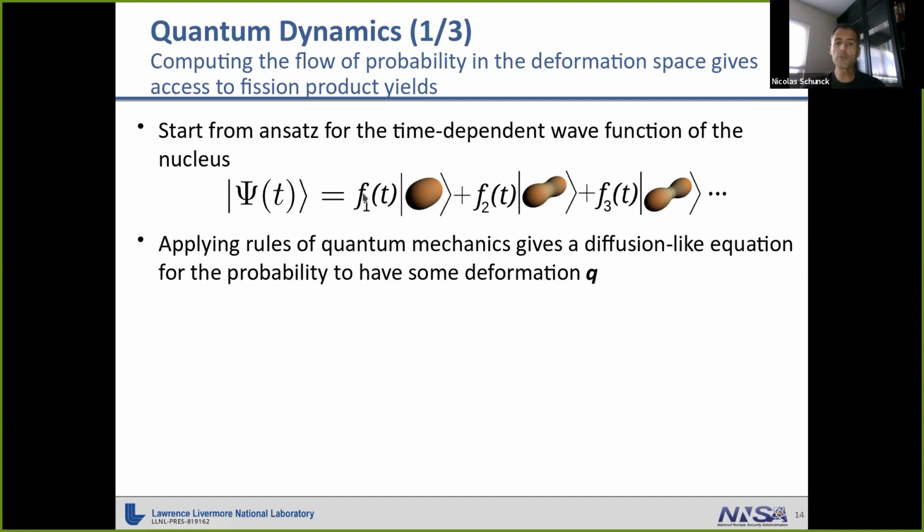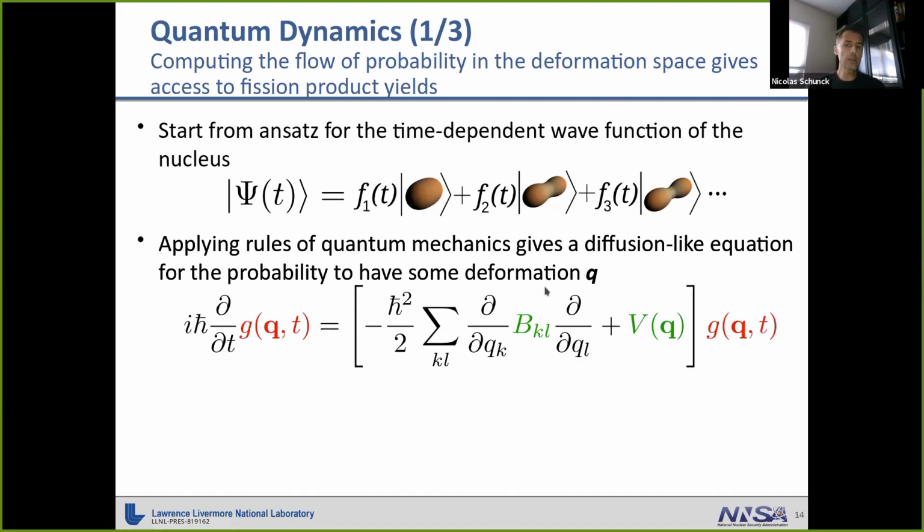Now, I spare you some of the math. If you plug this ansatz into the many-body time-dependent Schrödinger equation, you can obtain a diffusion-like equation that gives you the probability to be at a certain deformation q. Generically, I would call those deformations q. It's a vector at time t. This equation looks like that. That's the last one I'm showing, I think. So it looks a bit like a time-dependent Schrödinger equation.